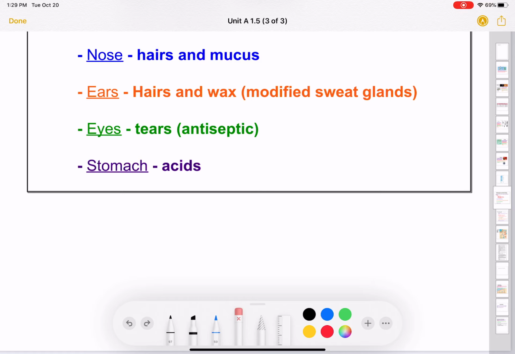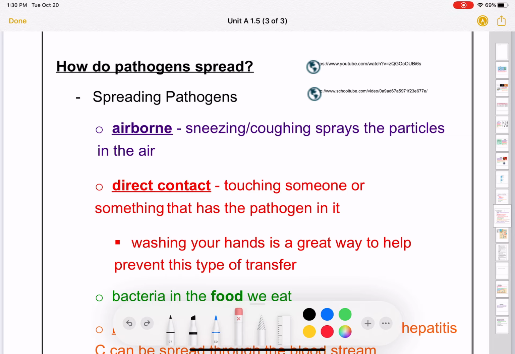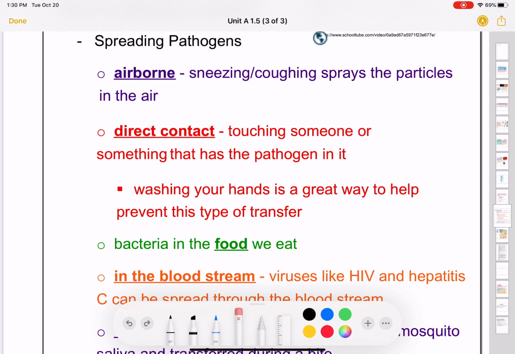So how do pathogens spread? Well, there are many different ways. Our first one is airborne. This is sneezing and coughing, which sprays particles in the air. So we could breathe in people's coughs and sneezes, their spray, their aerosol of particles, which sounds really awful to think of, but is definitely a thing that could happen.